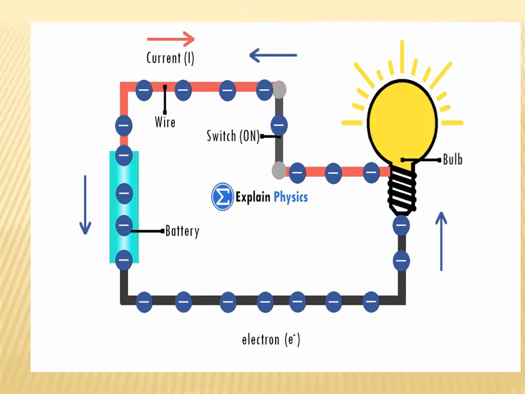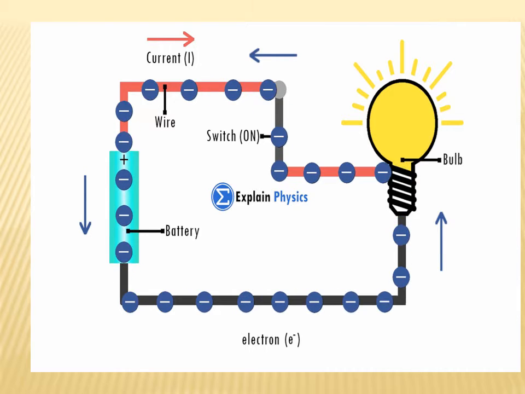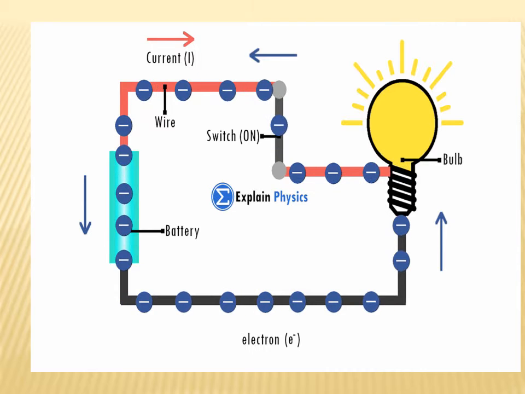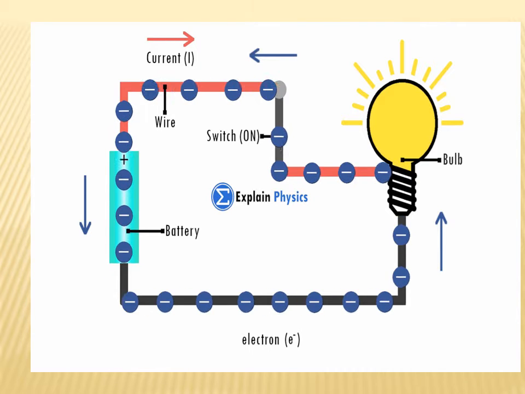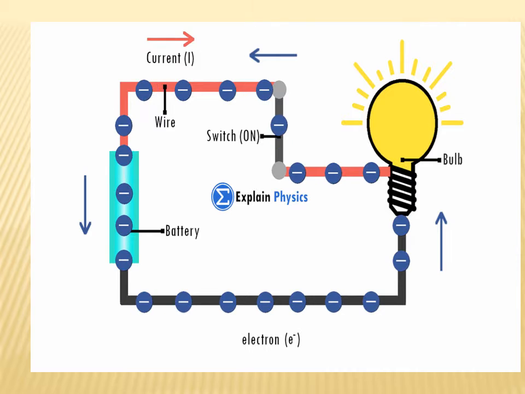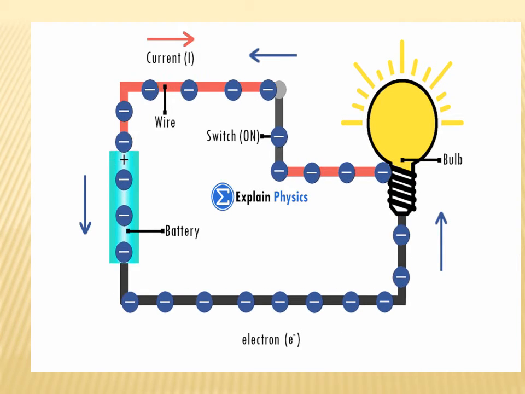But we also know that every object has some resistance, that means it has the ability to resist the flow of current through the circuit. So some part of the energy is used to overcome the resistance of the bulb, and in that process it produces some heat. Due to that heat the bulb will get hot.